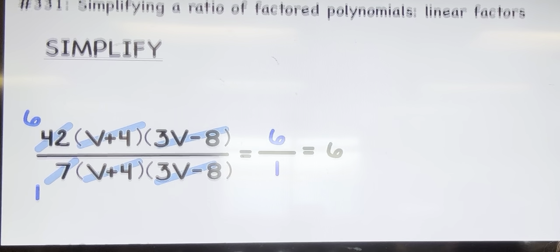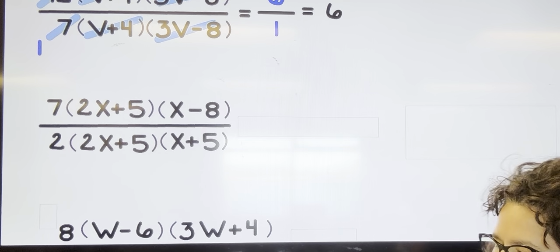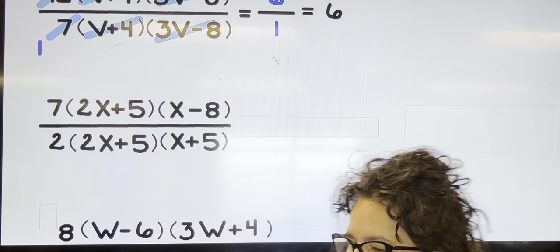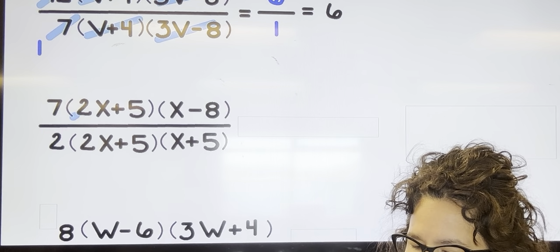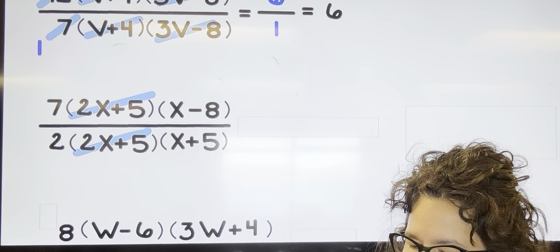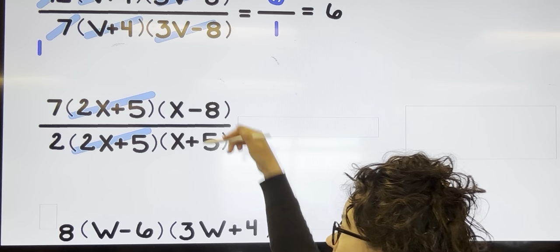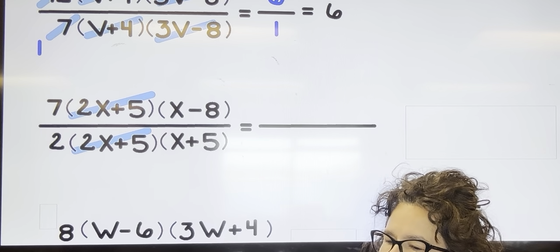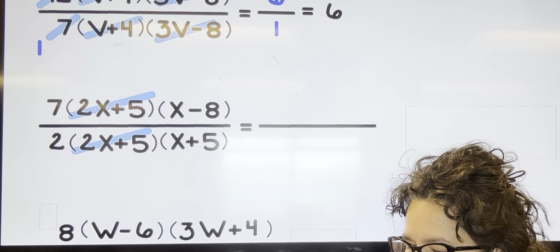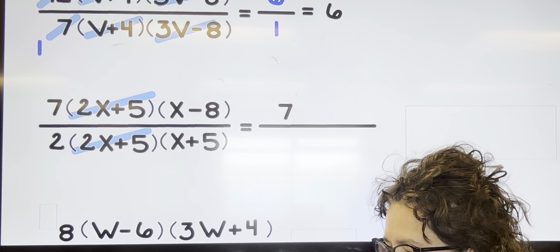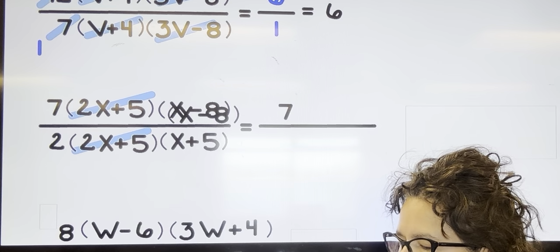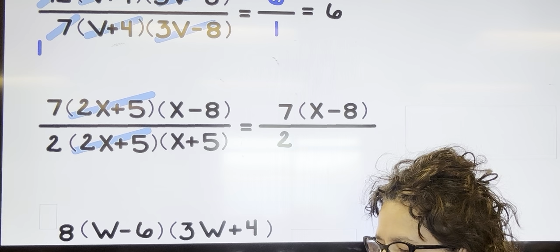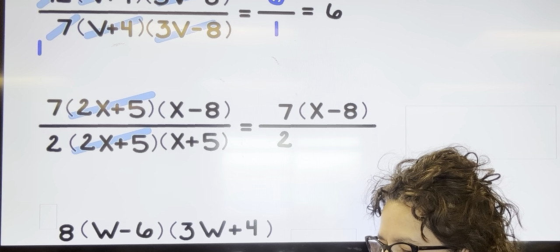Okay, so let's just look at a couple more. This one here, the 7 and 2, nothing fits into 7 and 2, so we are not going to do anything there. And then the 2x plus 5 can cancel with this 2x plus 5. These are not the same, so we've canceled everything that we can, and we're ready to bring over what's left. So let me bring over the 7 and the x minus 8. And then in the denominator, we still had a 2 and an x plus 5.